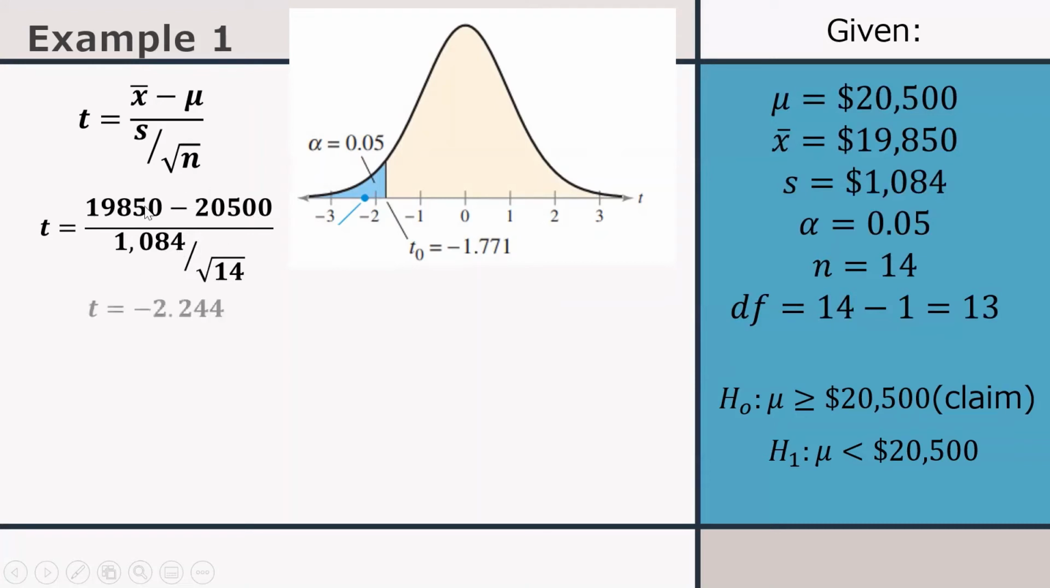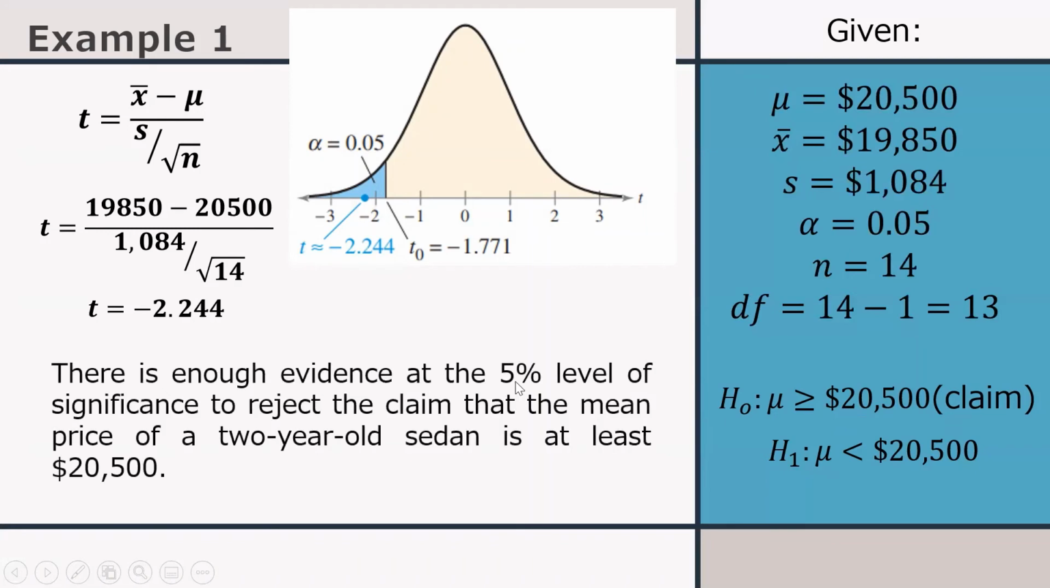Computing this is equal to negative 2.244. Negative 2.244 is within the rejection region, meaning we're going to reject the null hypothesis, which is the claim of the car dealer. Therefore, there is enough evidence at 5% level of significance to reject the claim that the mean price of a 2-year-old sedan is at least $20,500.